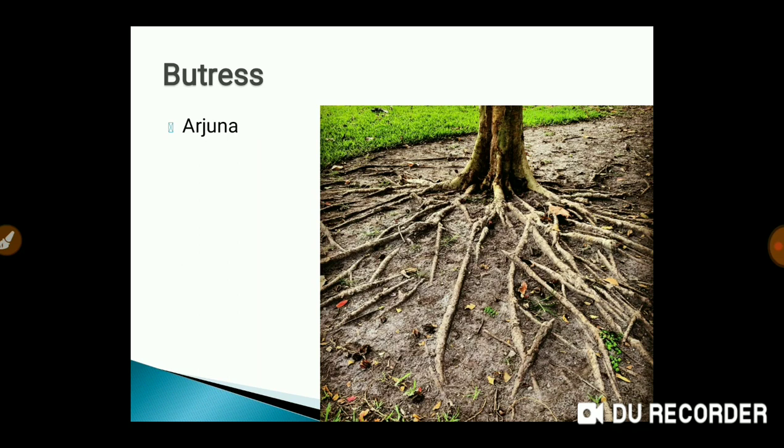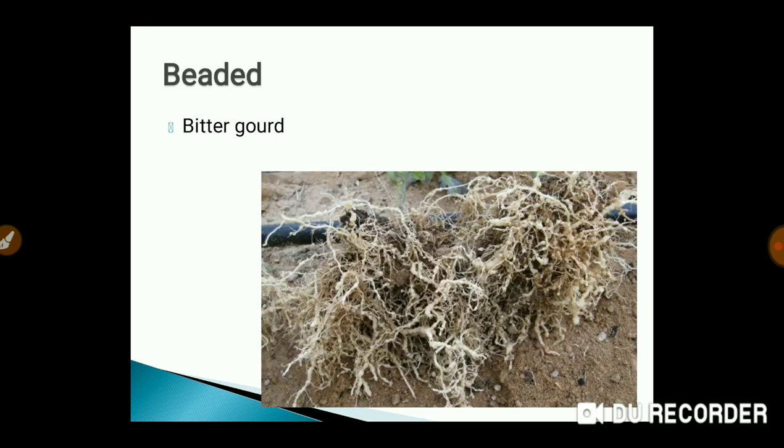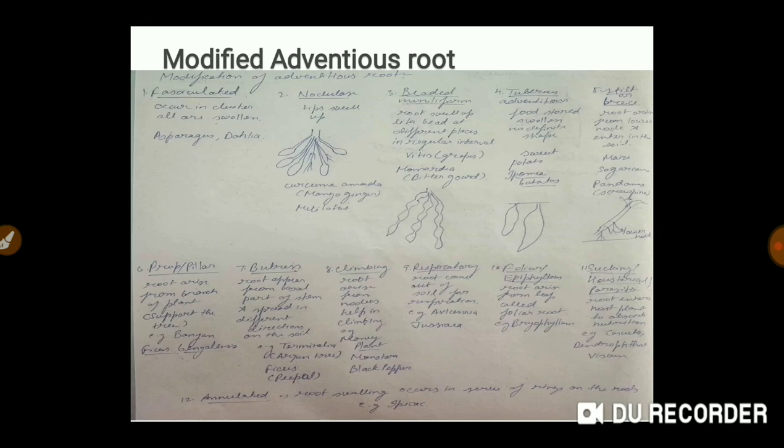If you have not seen, I will show it. You can see here the roots are spreading over the surface in all different directions. So it is an example of buttress root, that is Terminalia arjuna. Now, the next type is climbing root. Here the roots arise from the nodes, helping in climbing. Example, money plant. You have already seen this plant.